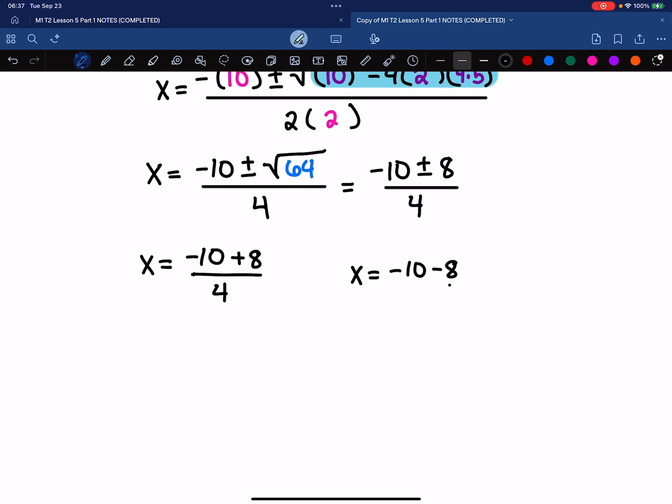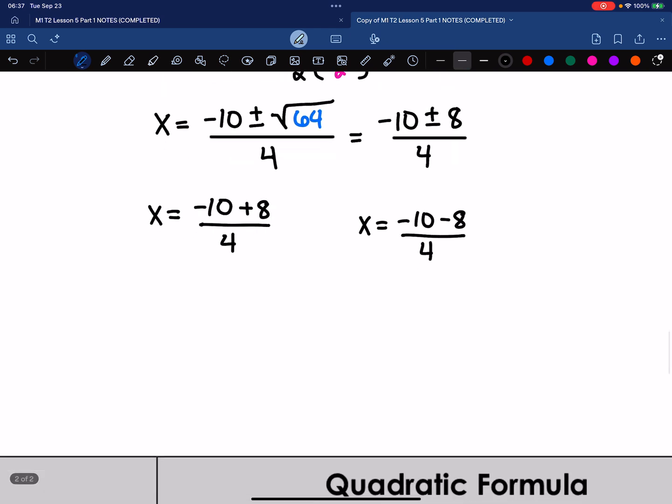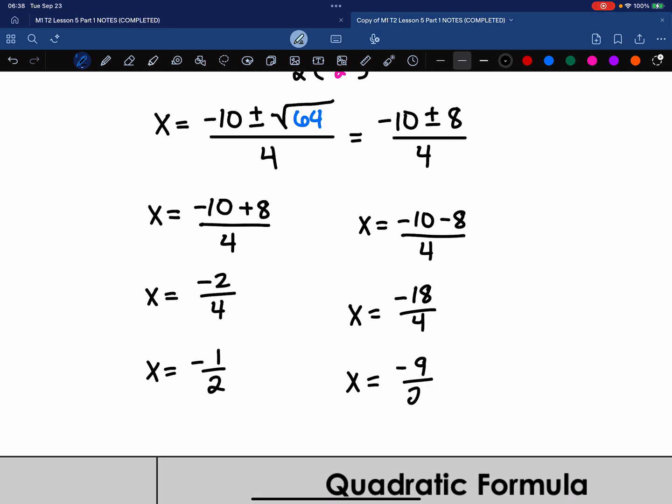minus 8 over 4. So negative 10 plus 8 is a negative 2 over 4, and that gives us a negative 1/2 simplified. And this one right here, we get a negative 18 over 4, and so that simplifies to a negative 9 over 2.